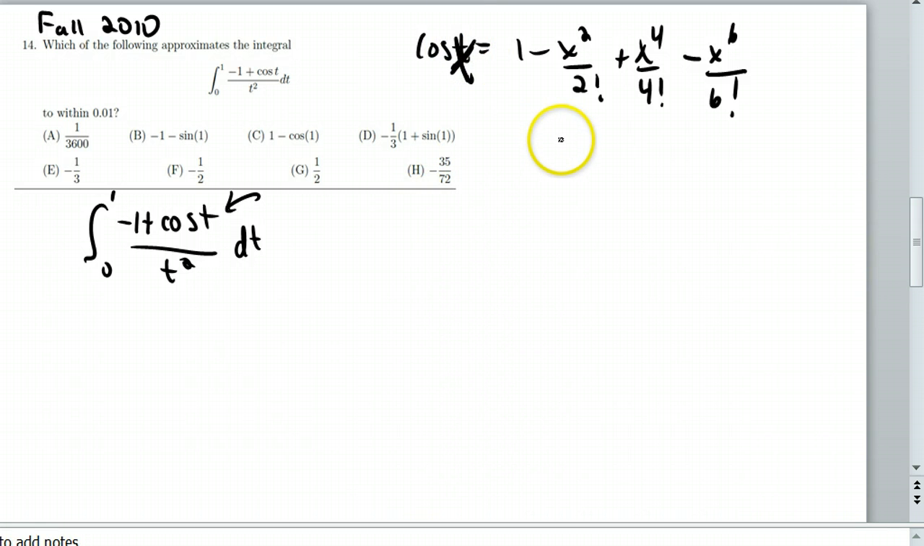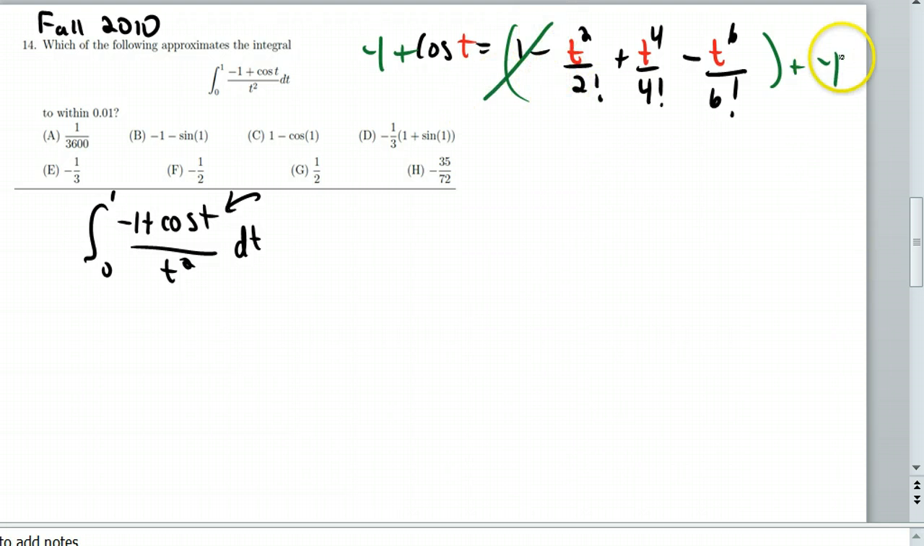What we need is cosine of t, and then we need to add a -1 to that. We'll just replace all the x's with t's. And so cosine of t is 1 minus t squared over 2 factorial plus t to the 4th over 4 factorial minus t to the 6th over 6 factorial. That's cosine t. When I do -1 plus that, I'll basically take all of this and add on a -1, and it simply cancels.